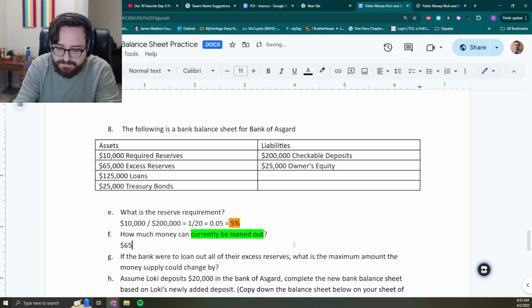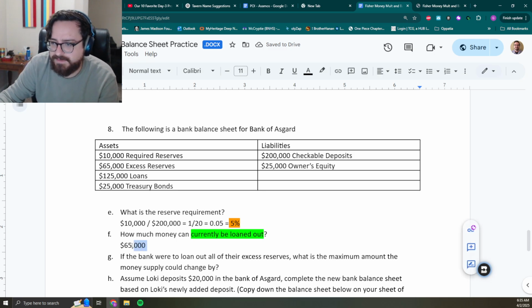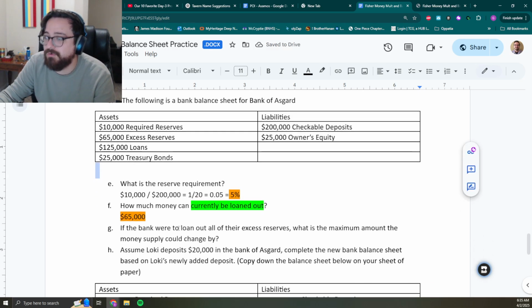That is it. If they ask you to explain it, it's because excess reserves refers to money that banks can loan out. So $65,000 is how much money the bank can loan out currently. Maximum change over time would be multiplier stuff. Hey, look at that. If the bank were to loan out all of their excess reserves, what is the maximum amount the money supply could change by?